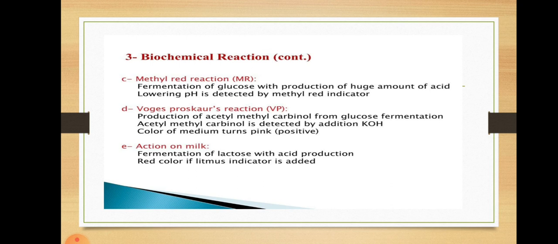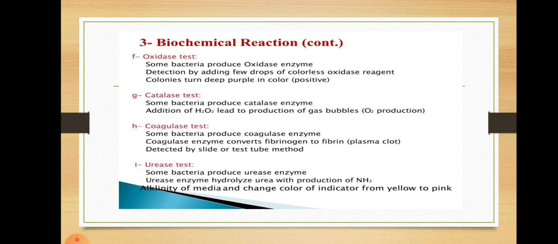Action of milk: fermentation of lactose with acid production gives a red color if litmus indicator is added. So action on milk by microorganisms, that is fermentation of lactose, can be determined in this particular biochemical reaction.